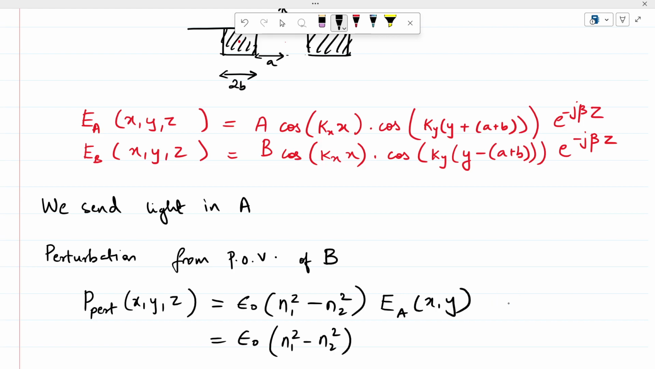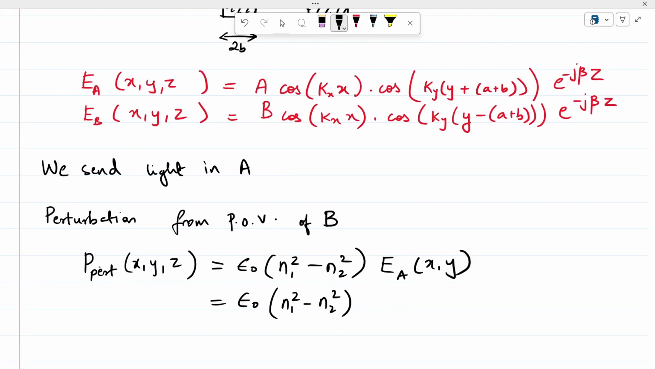So this perturbation exists only in a particular area. So that also we should mention, for y between so and so and x between so and so. But I'm not writing it right now, but that is understood, right? So the perturbation exists only for certain values of x and y. Okay, so that will be equal to EA of x comma y, which is nothing but. So this is the profile, right?